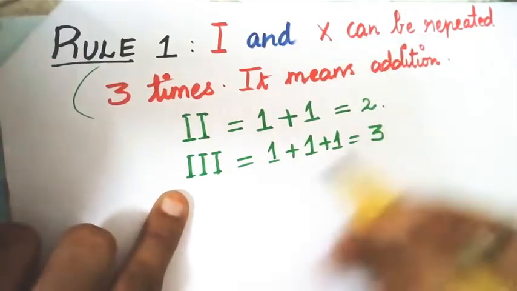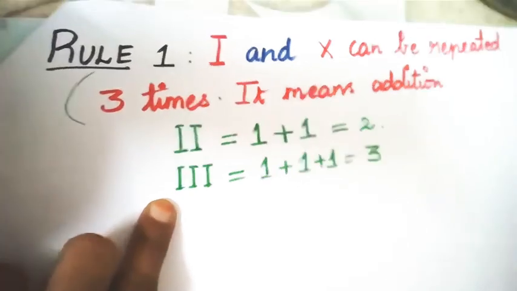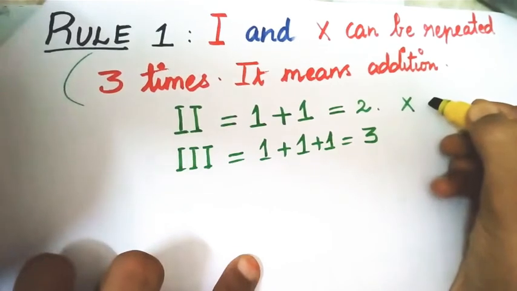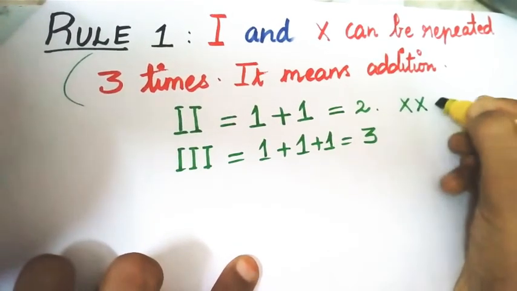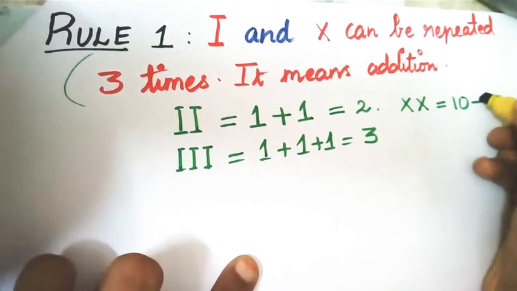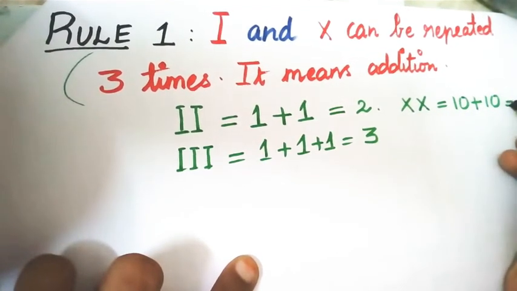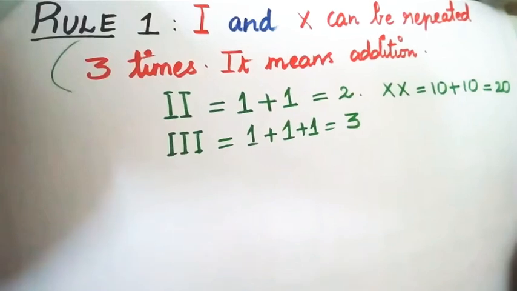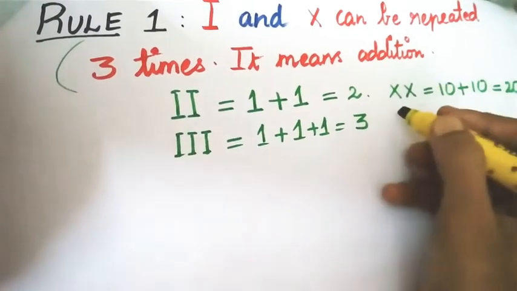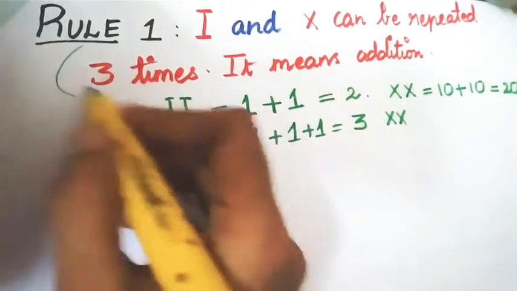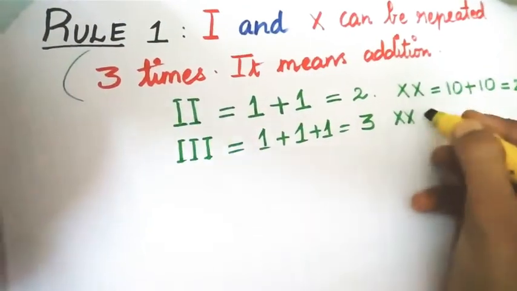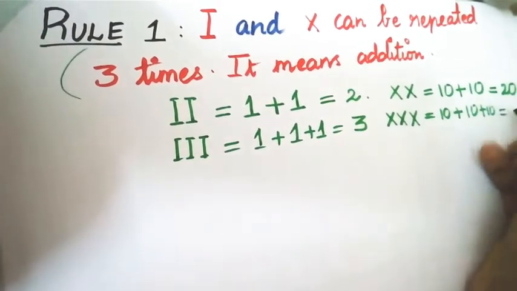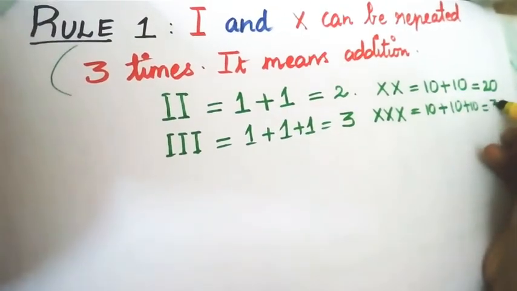X also can be repeated 3 times, not more than 3. Okay? First tell me what is the value of X. X is 10, right? What if I repeat 2 times? So you have to add 10 2 times. 10 plus 10 is 20. Since you can add 3 times, I'm repeating X 3 times. Then what will be the value? 10 plus 10 plus 10 is equal to 30.